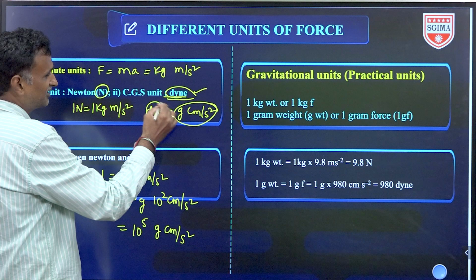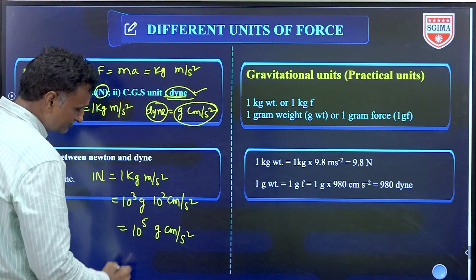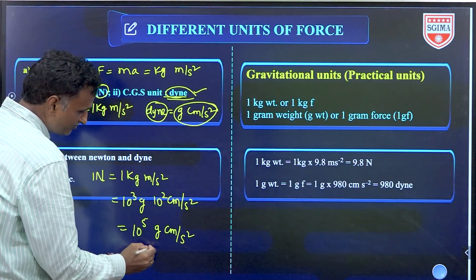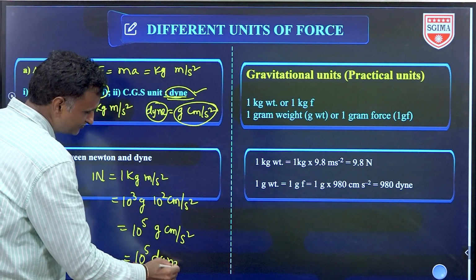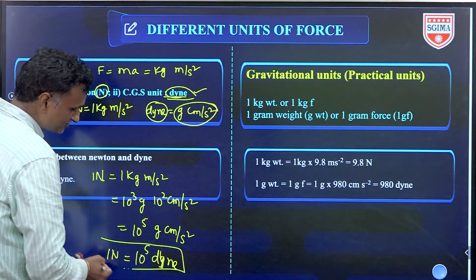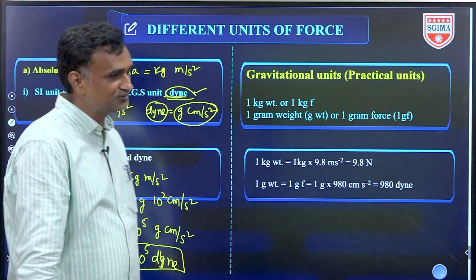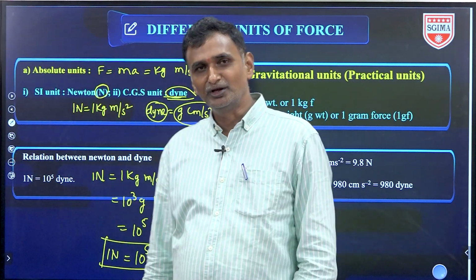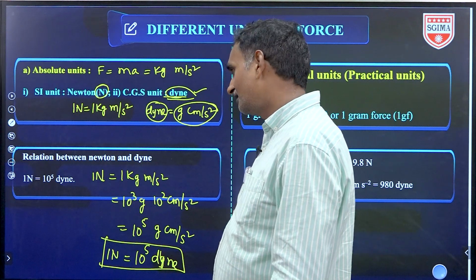Gram centimeter per second square is also written as Dyne, so this is 10 power 5 Dyne. So 1 Newton equals 10 power 5 Dynes. That is what we have proved: 1 Newton is equivalent to 10 power 5 Dynes.